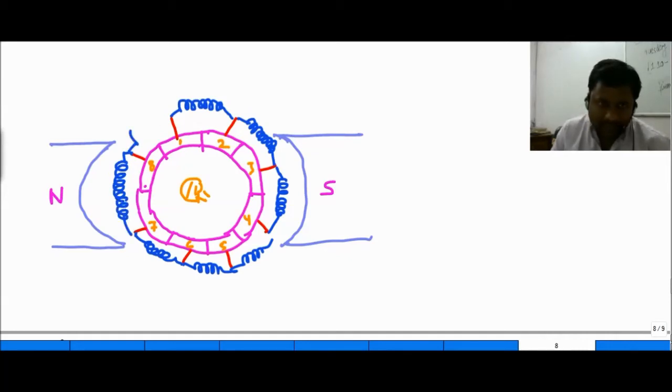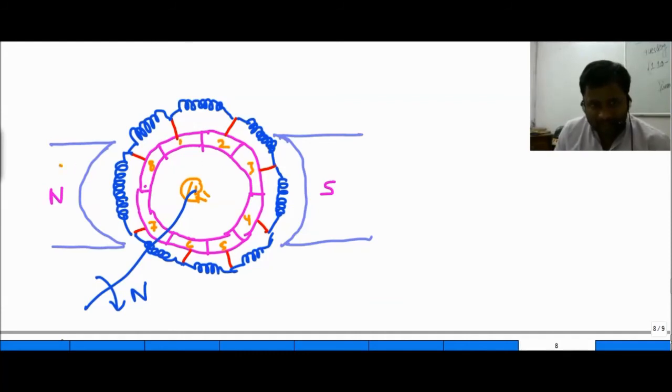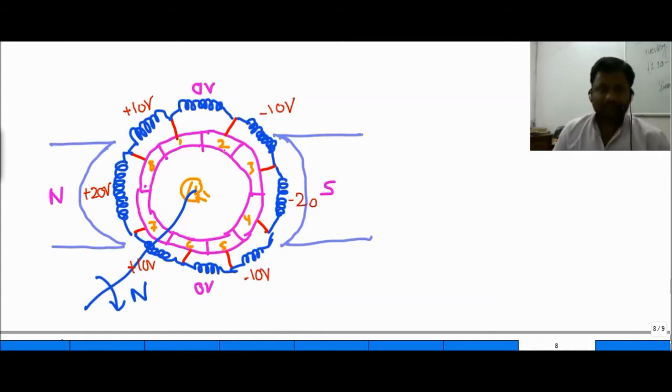In this fashion, we are getting the coil, and this shaft is rotated by the external prime mover. Whenever the constant magnetic field cuts the flux in this fashion, this voltage is 0 volt. Let us suppose this is plus 20 volt, this is plus 10 volt, it is 0, it is 10 volt, it is minus 10 volt, it is minus 20, it is minus 10.